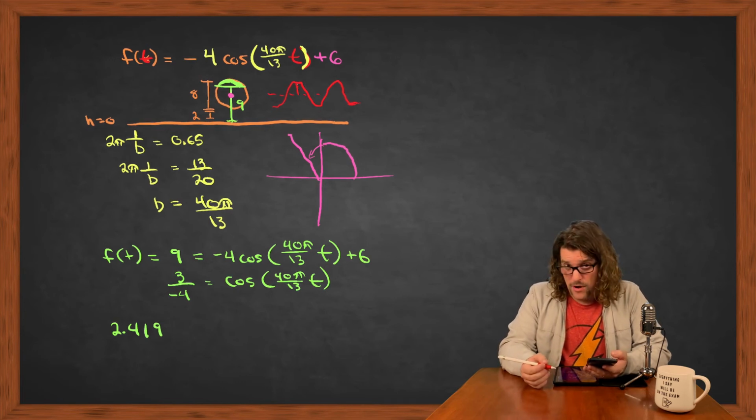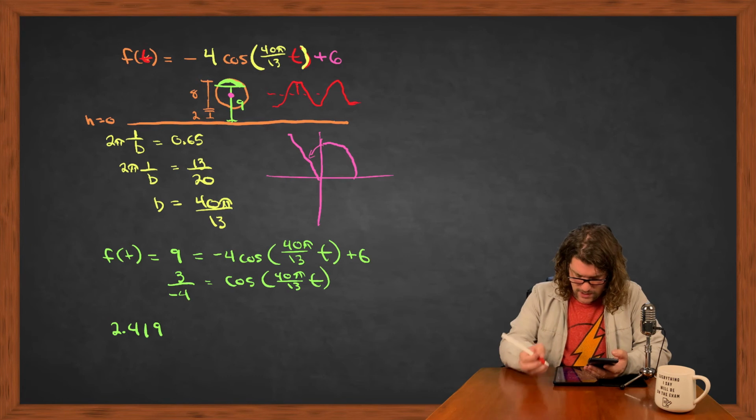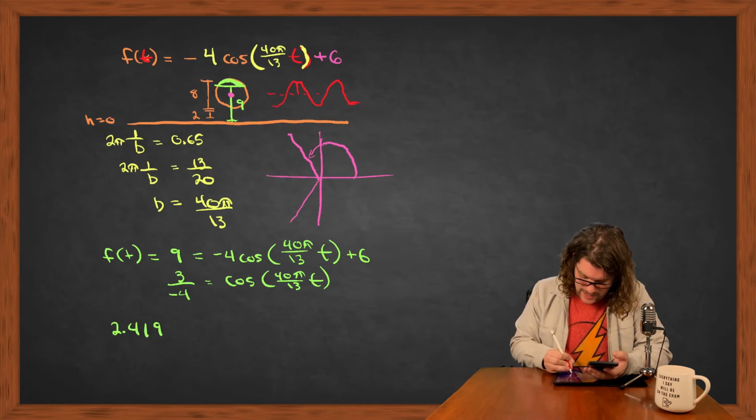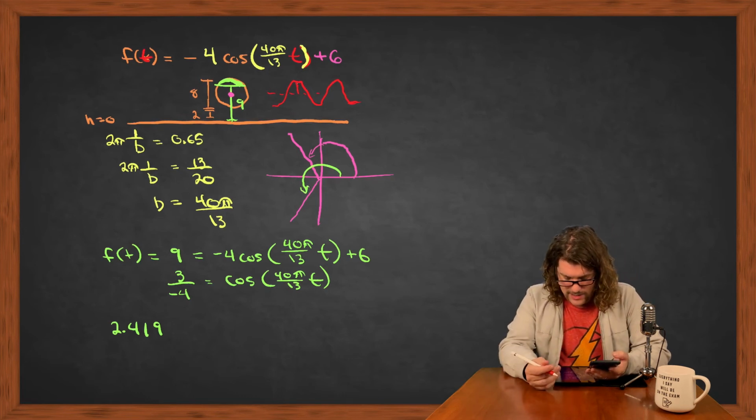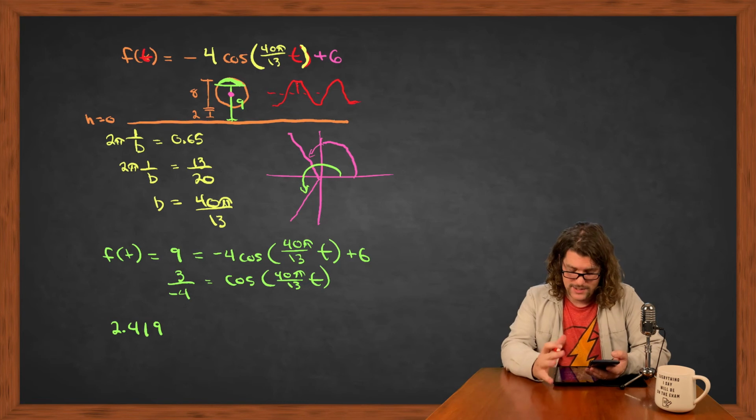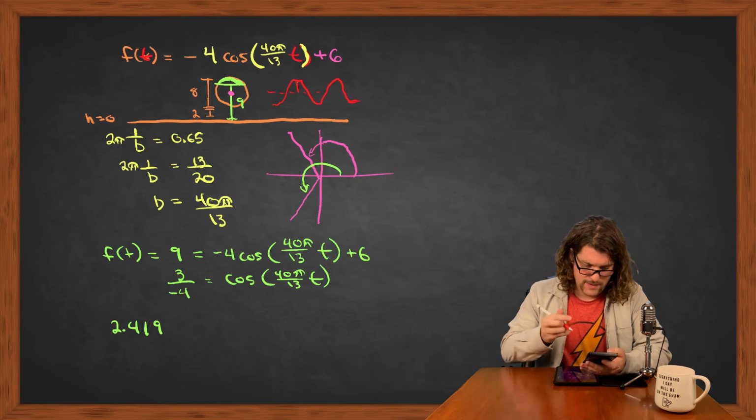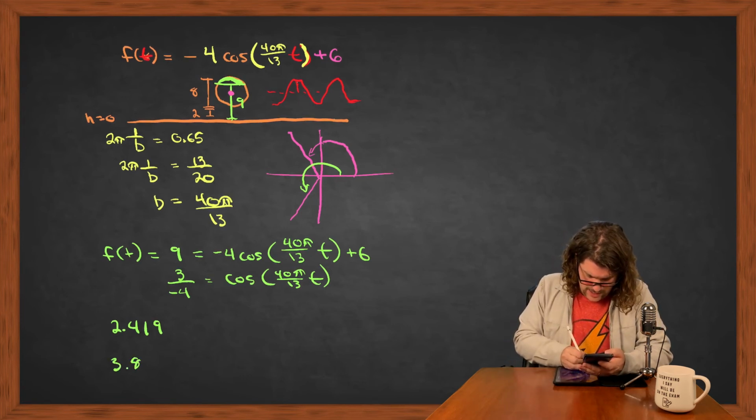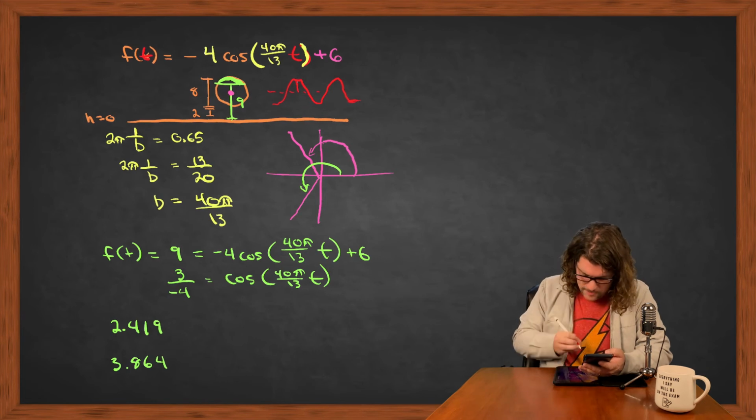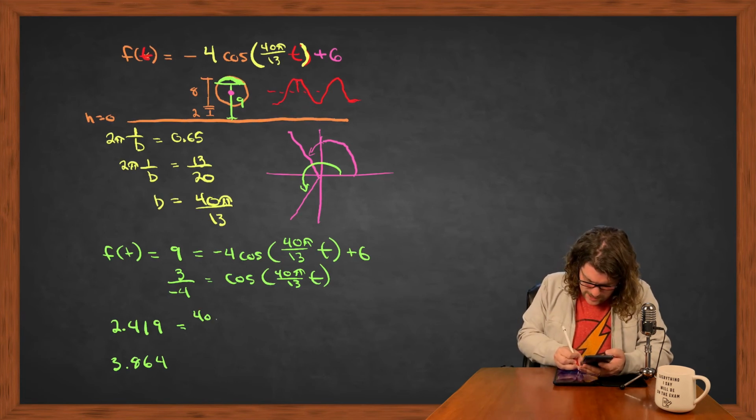Now, I'm also going to have another place where cosine is negative. That's to the left of the axis, so it's going to be something like this angle right here. That angle is 2 pi minus the same angle I just came from. So on my calculator I'm going to take pi times 2 and then subtract 2.419. That gives me 3.864.